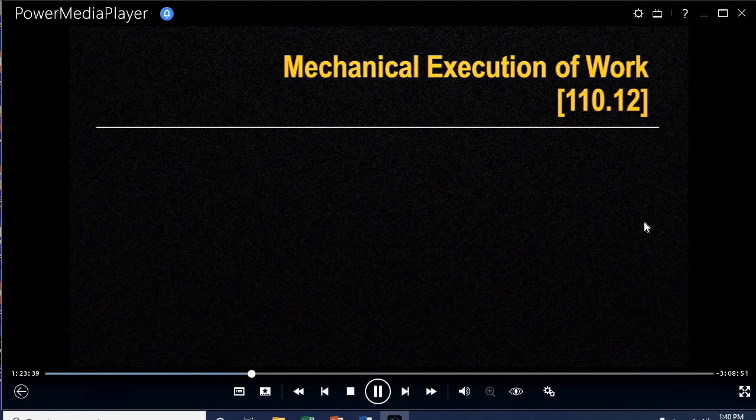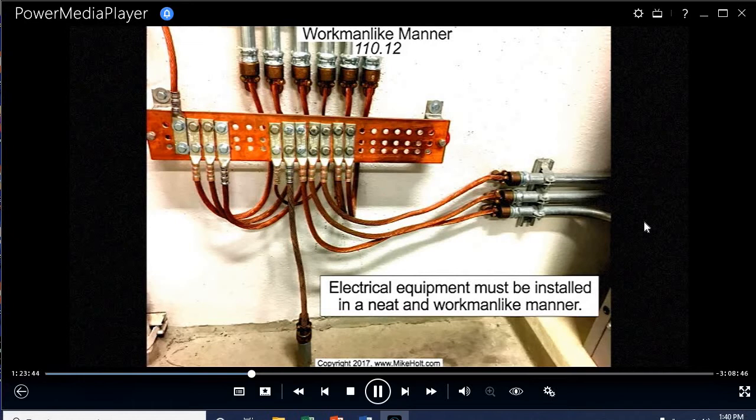Section 110.12, mechanical execution of work. It's not a big one here. It's just that electrical equipment must be installed in a neat and workmanship-like manner. And I love this graphic. One of the guys gave it to me. And here's your metal raceways and bonding the ends of the raceway, and it's just a beautiful installation here.